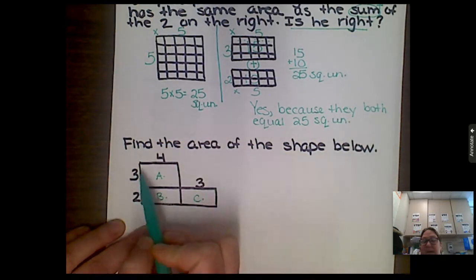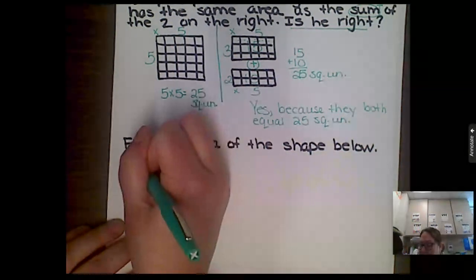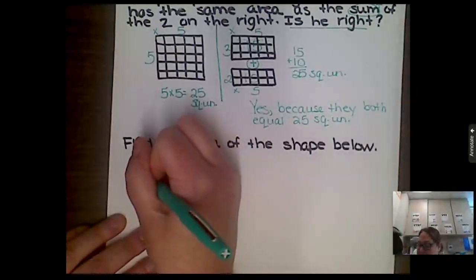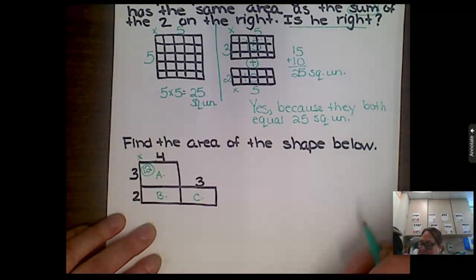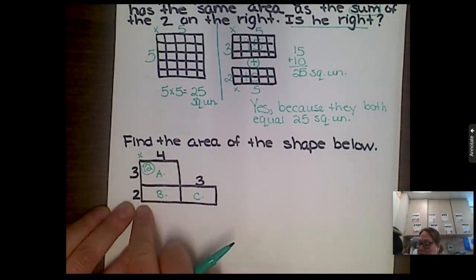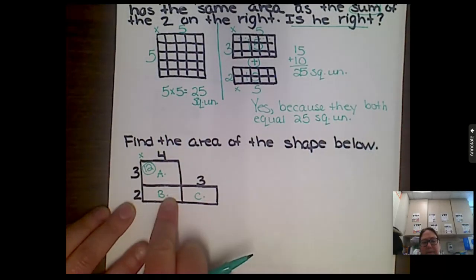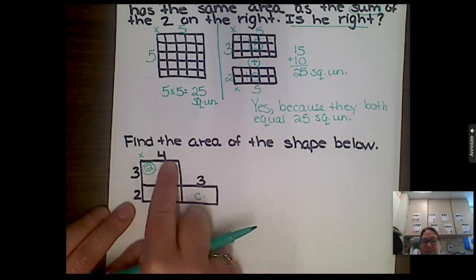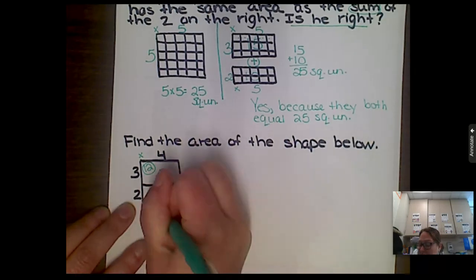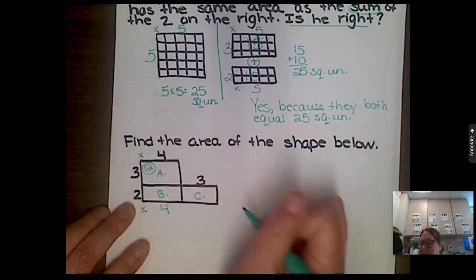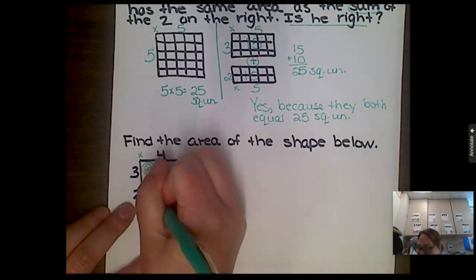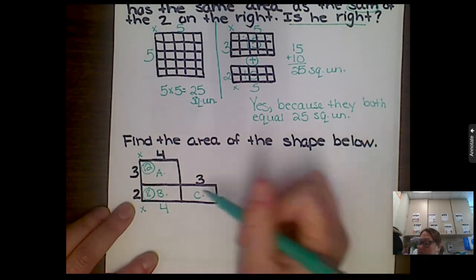So if I'm going to find the area of rectangle A, I'm going to say 3 times 4, and 3 times 4 equals 12. Okay, if I want to find the area of B, I know this side length is 2. Do I know what this side length here would be? If I know up here that it's 4, do I know what it would be down here? It would also be 4, right? Because opposite sides of a rectangle are equal. So 2 times 4 equals 8.